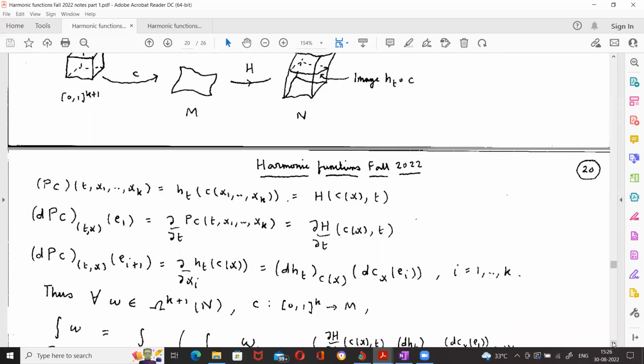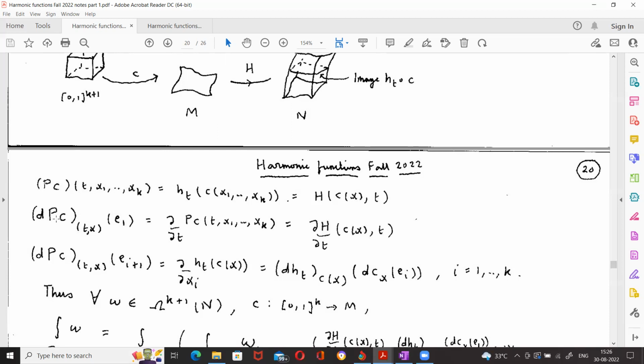Now let's work out what will be the integral of a k plus 1 form in N over this k plus 1 cube, P C. So P C is going to be a k plus 1 cube in N. To work that out, we need to pull back by P C. So to pull back, we need to compute the derivative of P C, right? P C of t comma x1 to xk is ht of c of x1 to xk. So this is the same as h of c of x comma t, right?